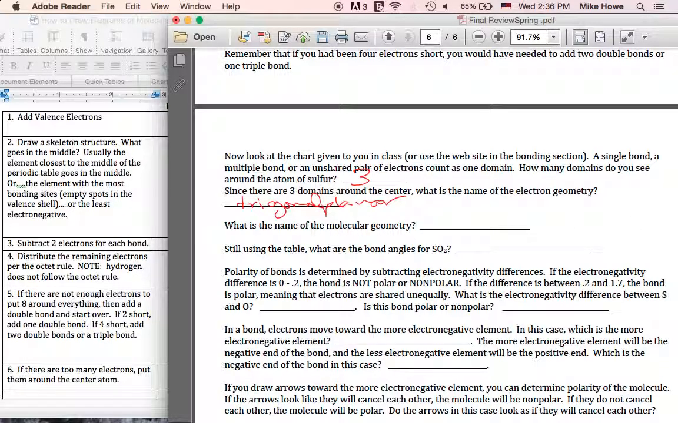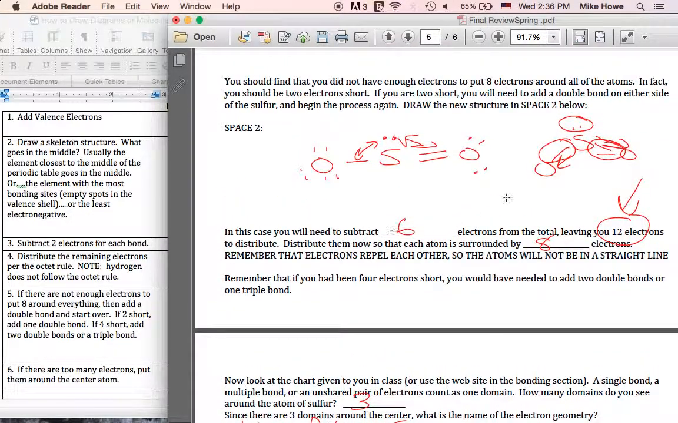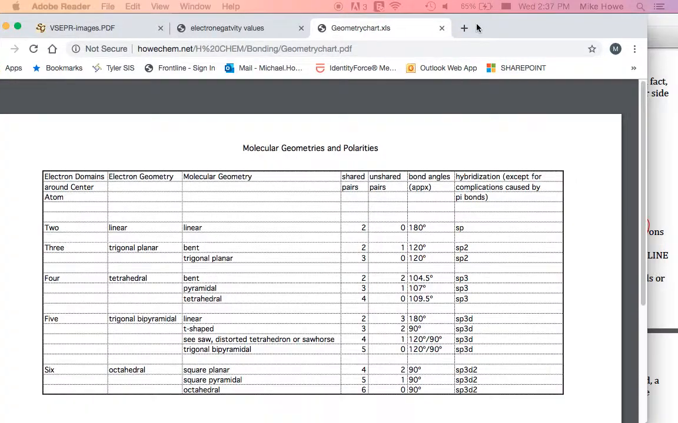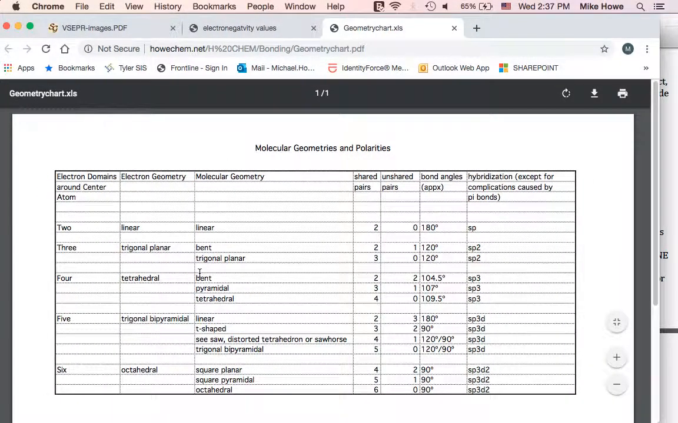Now we need to look at the molecular geometry. So I'll go back to the picture again. How many of these 3 domains are shared? There's 2 shared. See, that's a shared domain because they're bonded, and that's a shared domain because they're bonded, but this is an unshared pair. So we have 2 shared and 1 unshared. If you look at your picture here, or your sheet, it's trigonal planar. There are 2 shared and 1 unshared, so we call that a bent molecule.